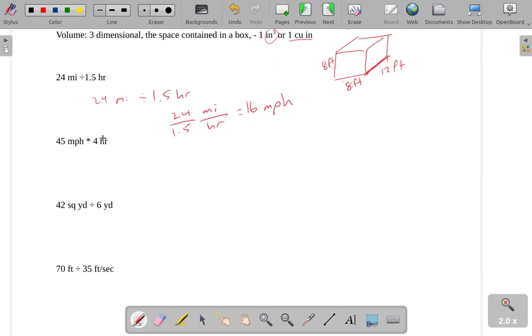Similarly, if we have miles per hour times the number of hours, 45 miles per hour. I'm choosing to write it like this instead of like that because I want to think of it as the miles and the hours separately, times 4 hours. Well, if we don't have a denominator, we can always think of it as being on the top part of a fraction. And you can see the hours here cancels with the hours here, and we end up with 45 times 4, which is 180. And the only units here are miles. So if we travel 45 miles per hour for 4 hours, you can see we end up with 180 miles.